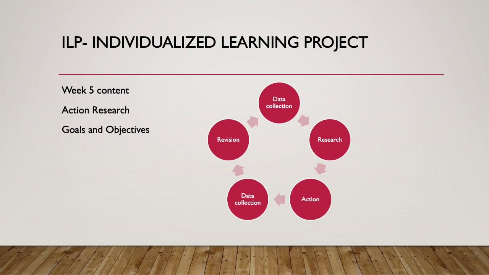Action research is about trying things. In this visual, we collect some data, we do some research, we try new things, we collect some more data, we make some revisions, and then we collect some more data and we do some more. It's a cycle. It never ends. And one thing in this program, probably because it's my pet peeve, is you're really going to learn a lot about goals and objectives. I want you to make sure that you are always thinking about this.